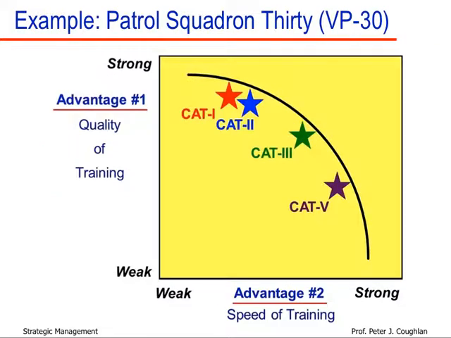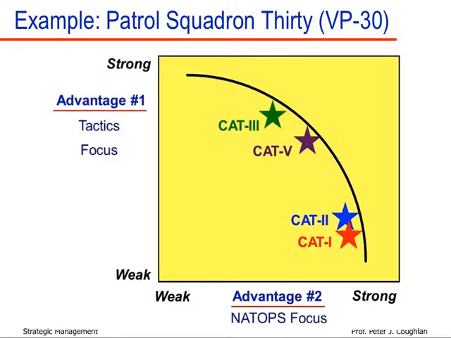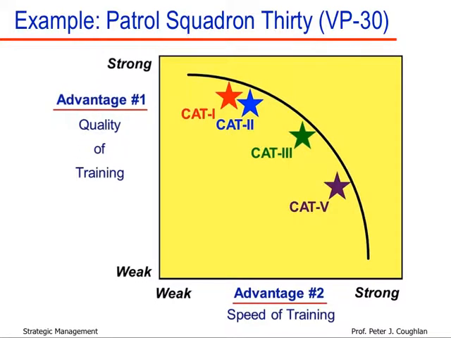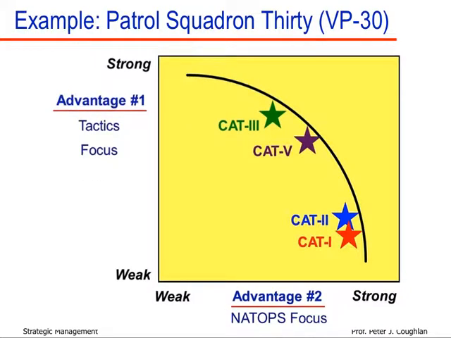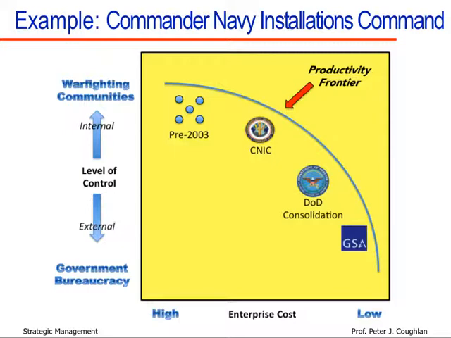Others, you'll see some of these here, by the way, we talked before about how it's not always about balancing just two advantages. Sometimes you've got to talk about balancing more than two advantages, in which case you may want to have more than one of these diagrams to really capture the strategic positioning. Here's, for example, the work done on Patrol Squadron 30. They balanced the quality of training versus speed of training, the different programs, as well as the tactics focus versus the NATOPS focus. Again, two different diagrams, same organization, capturing the positioning of the different programs there.